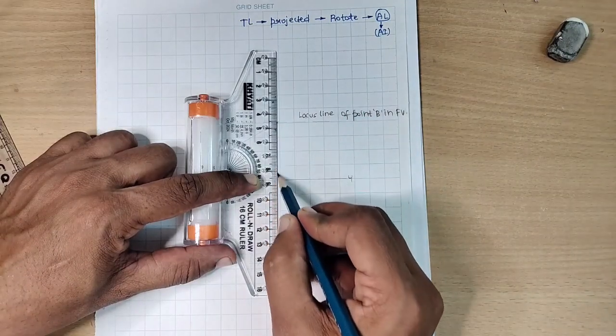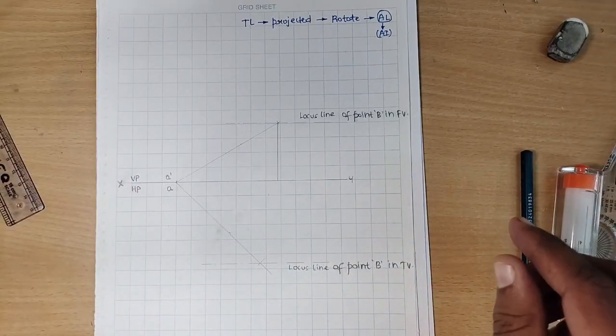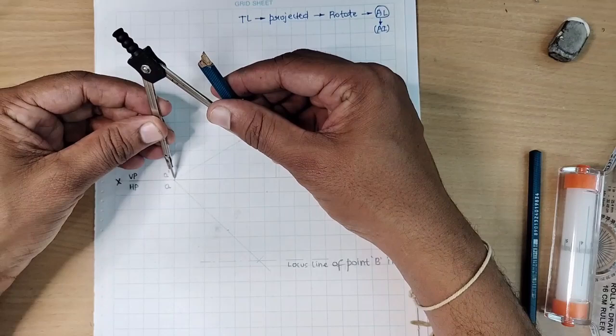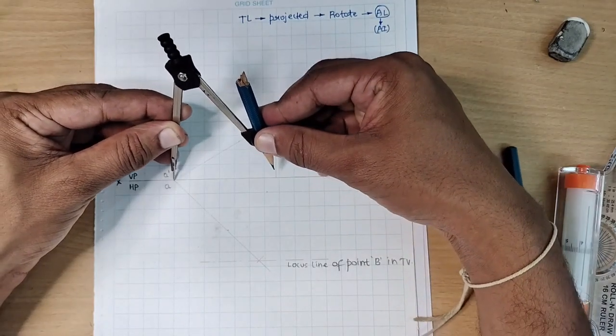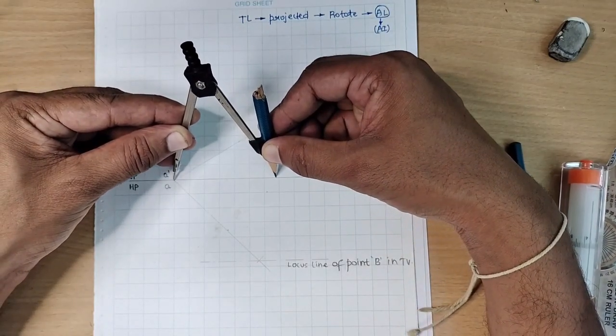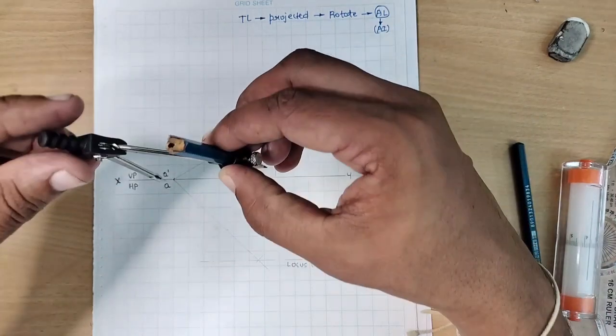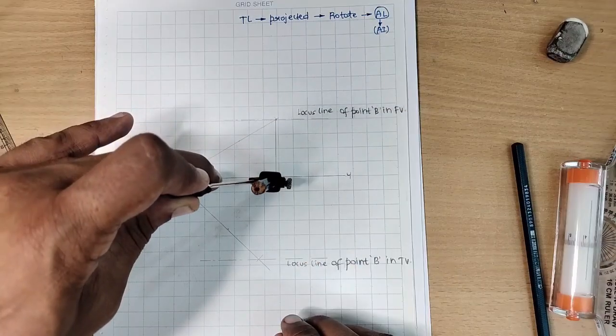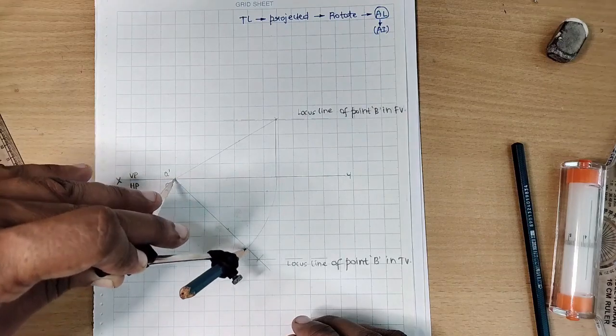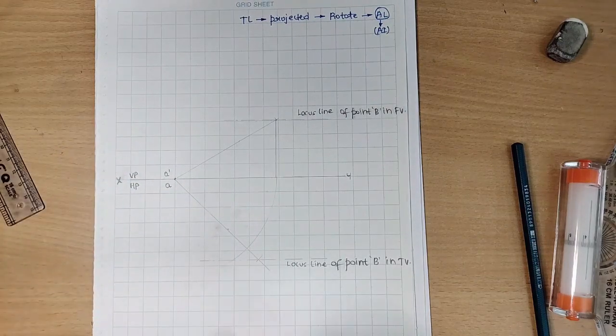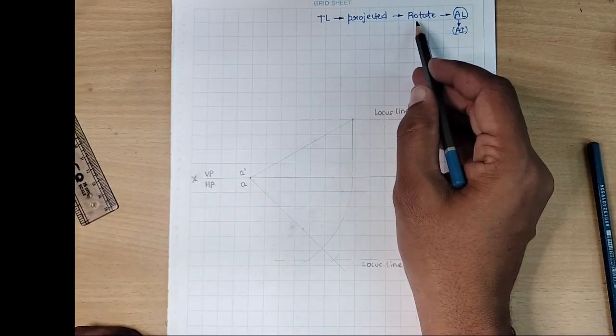Drop a perpendicular. Make use of the compass for the rotation option. Take point A dash as the center and this point as the radius, the new point we got. Construct a simple arc. Draw an arc in such a way that it intersects the previous locus we have drawn. The true length is projected and rotated.